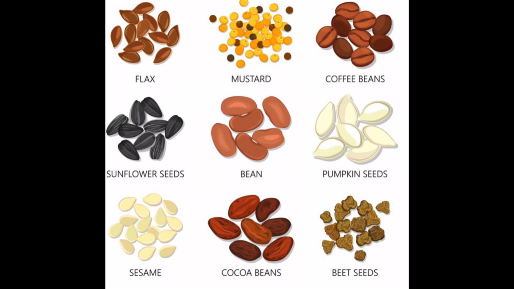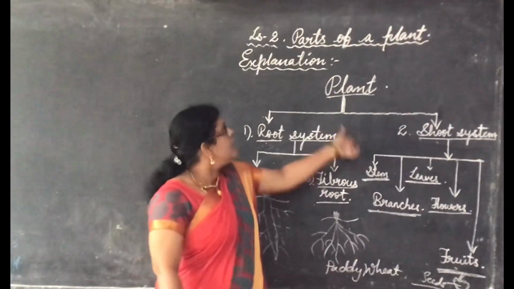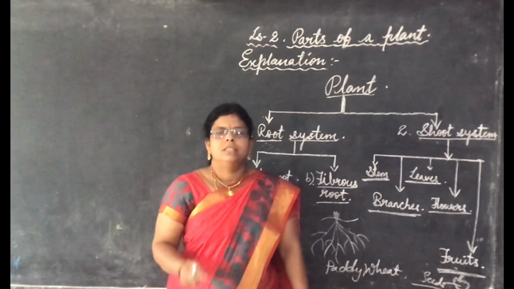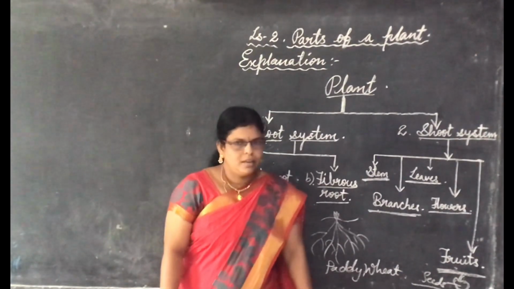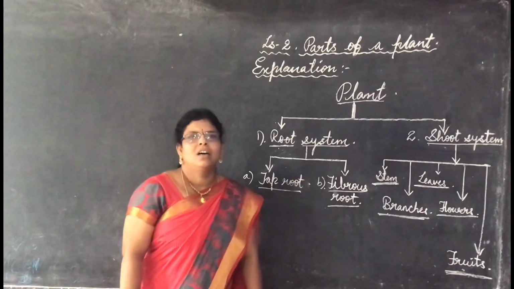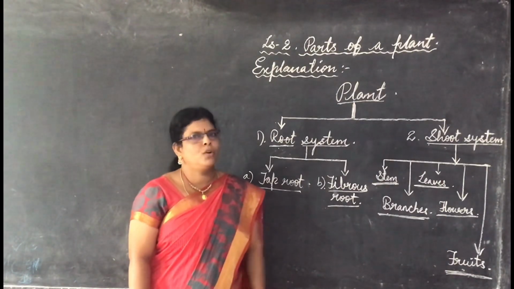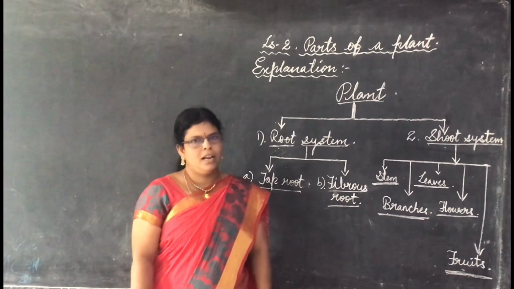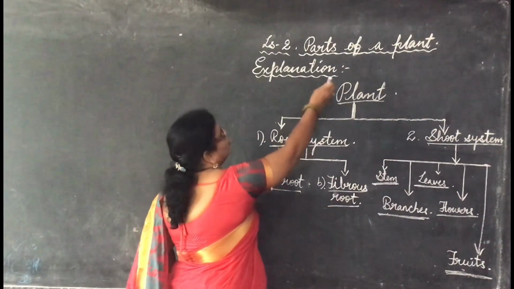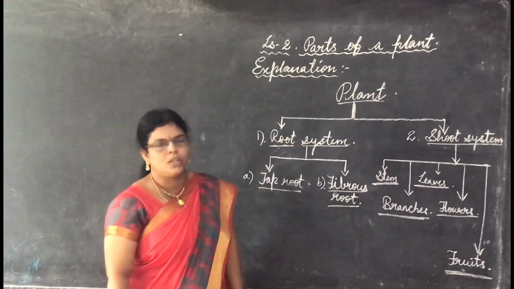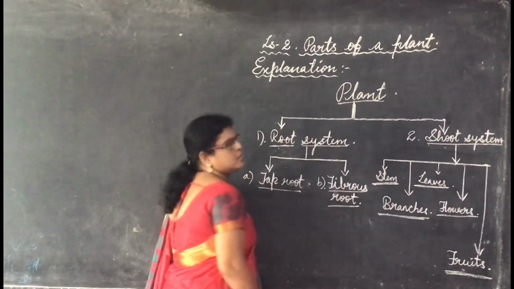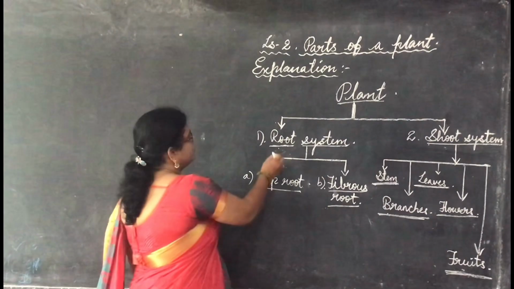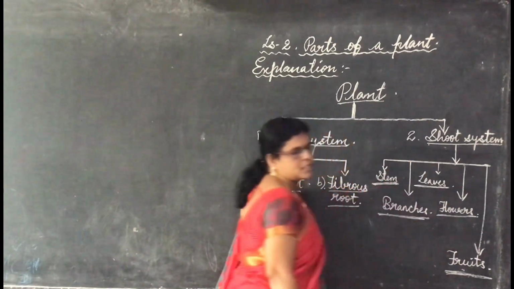Is it, children? Next, briefly, the conclusion. In my lesson of parts of a plant, I want to give you a small conclusion. Children, let me listen to it. Okay, children, up to now, I have given some introduction about plants, what plants are and how they are useful for us in our daily life. So now I am explaining about the parts of a plant. As we all know, a plant consists of two parts or two systems. The first one is the root system and the second one is the shoot system.